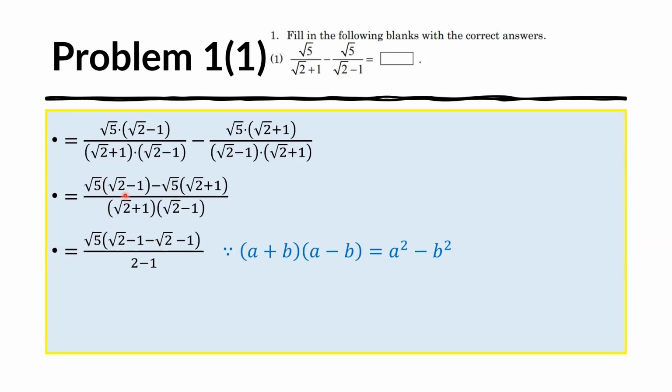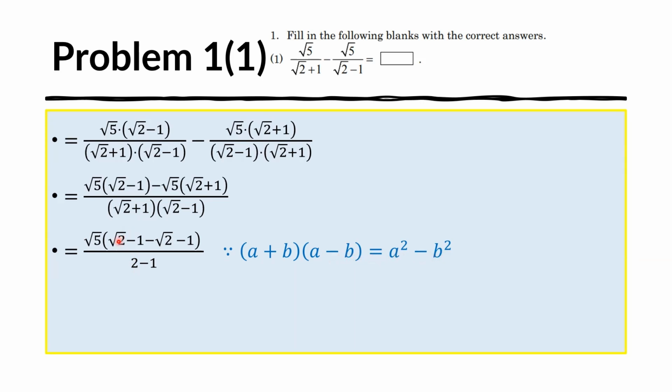So what remains inside is square root of 2 minus 1 minus, then we distribute the minus sign into square root of 2. So that's negative square root of 2 and minus 1. So minus 1. And again, this is from the denominator, obtained from the identity a plus b times a minus b equals a squared minus b squared.